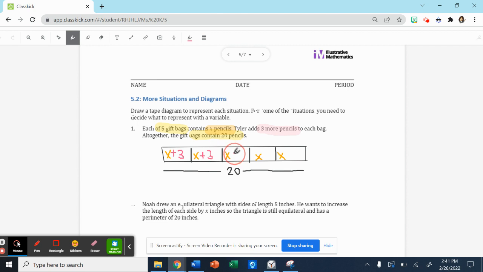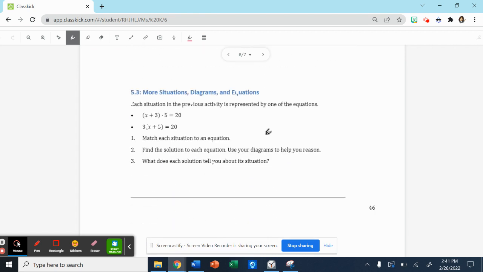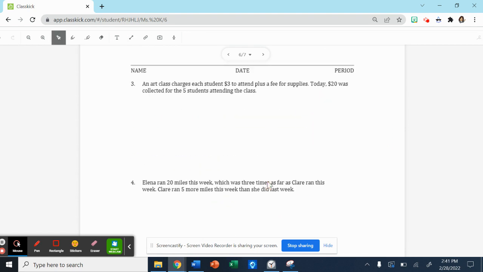And that's all I'm asking you to do today, is simply to create the tape diagrams that represent these situations. When you're finished watching me do question 1, your task is to create the tape diagrams in question 2, and then on the next slide in question 3 and 4. If you were absent, you can skip activity 5.3 and just focus on creating the tape diagrams for now. We'll come back to the other parts tomorrow.